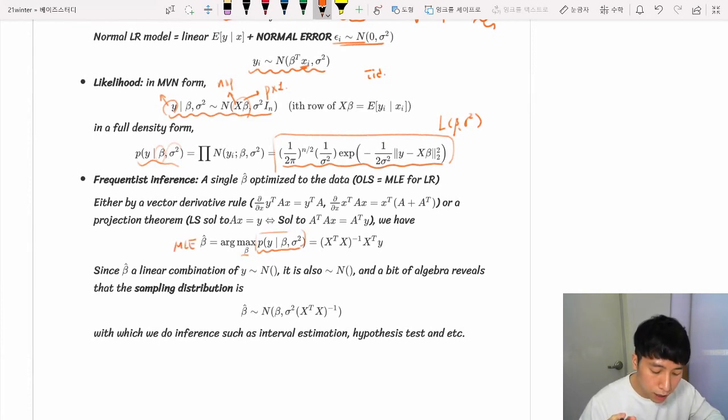Especially in the linear regression setting, the MLE estimate and the ordinary least squares estimate were equivalent, right? Because maximizing this density right here is equivalent to minimizing the term inside the minus exponential term, which is the error, some might call it. So anyway, in frequentist linear regression, the optimal beta estimate was the MLE, right?